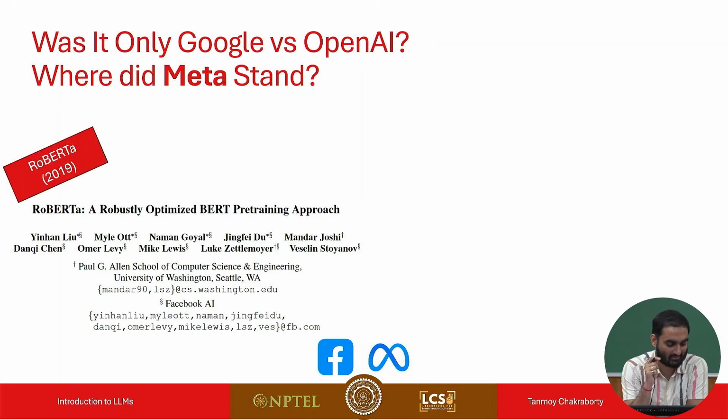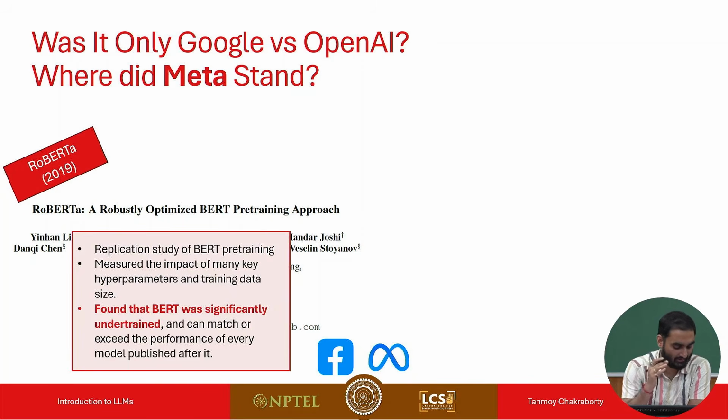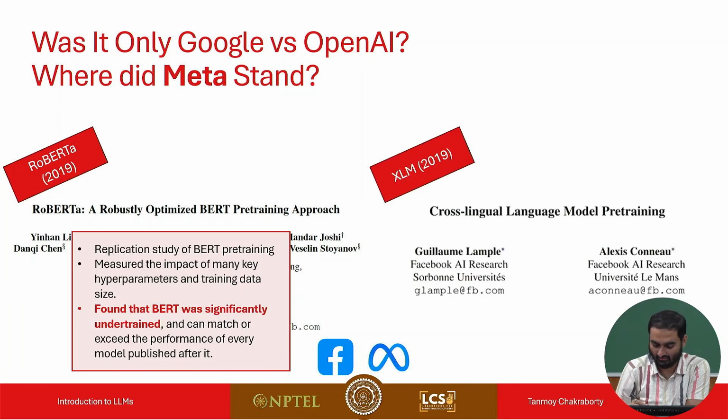Meta, another giant, right? They also came into the picture, into the race. In 2019, they proposed the idea of RoBERTa. RoBERTa, all of you know, it's an advanced method. It's a follow-up of BERT, right? And in this paper, they showed that the BERT model is significantly undertrained. With more and more training, can we boost the performance of BERT kind of model?